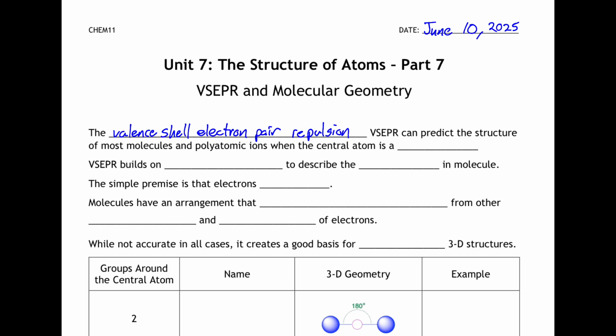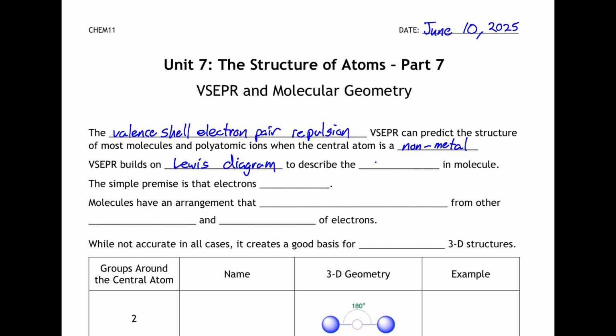So this is a very good model for predicting the shape a molecule will be in, and especially for these non-metal center atoms. Even though it does work for metals, it is really good for non-metals. If you get a metal, it still works, but there are more exceptions when they're metals. But the metals still work mostly. Okay, so VSEPR builds on the Lewis diagrams that we were doing earlier. So we're going to do a lot of practice with Lewis diagrams in today's lesson.